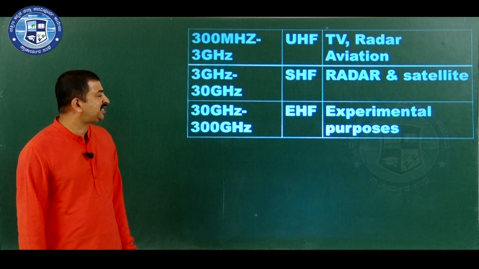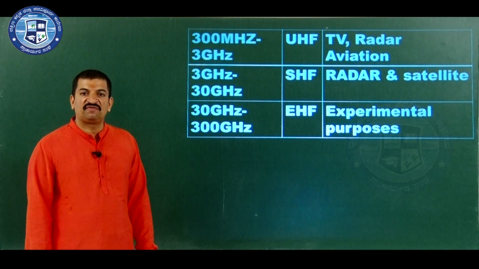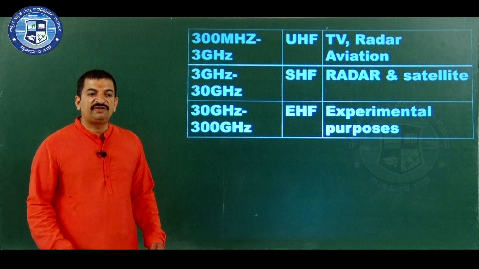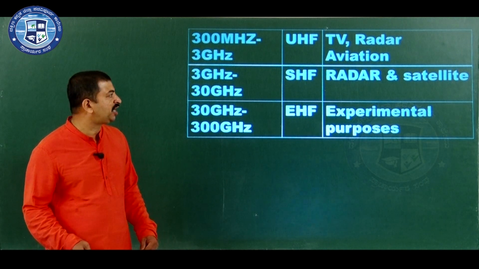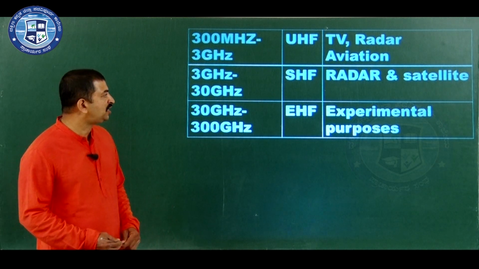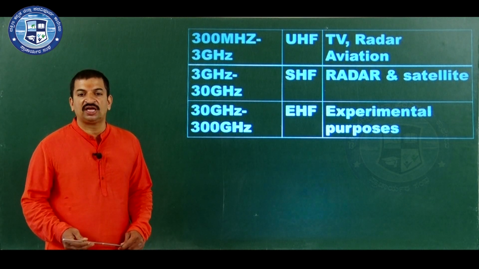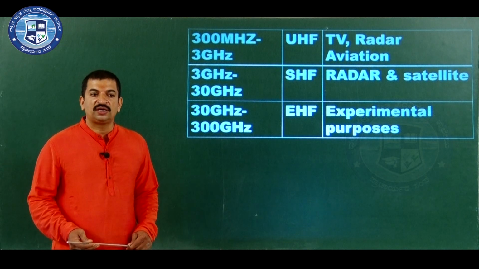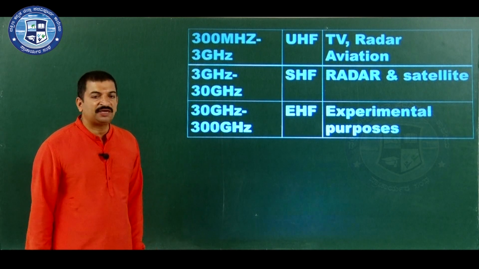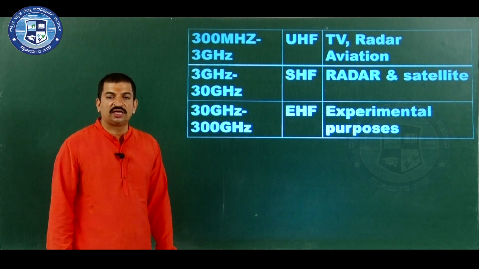The next is the SHF, super high frequency signal. The frequencies are in the range of gigahertz, 3 gigahertz to 30 gigahertz. These frequencies are used for satellite communication and radar signal transmission. These days we receive TV signals with the help of the dish antenna. Here the SHF signals are used, 3 gigahertz to 30 gigahertz.